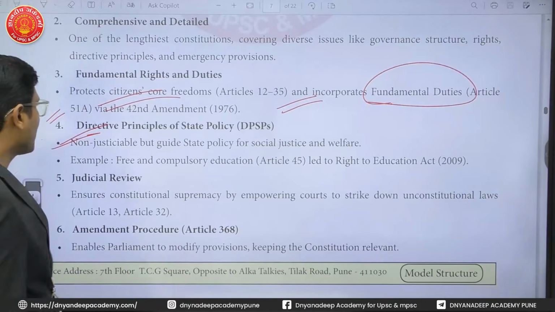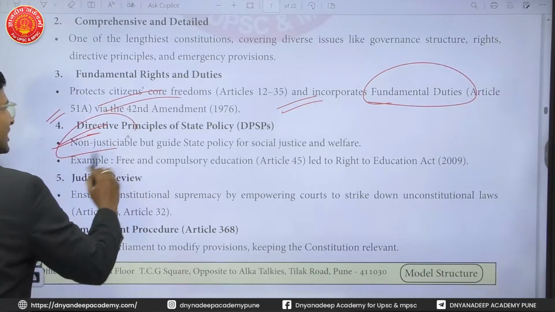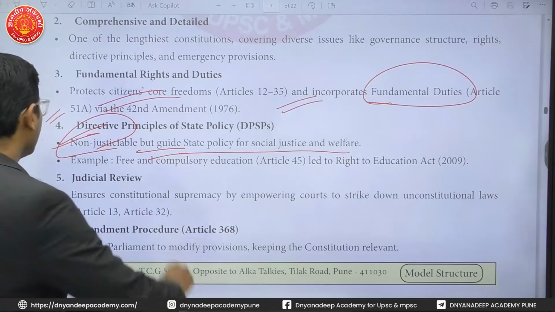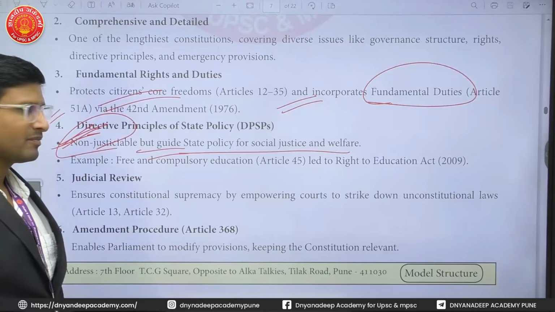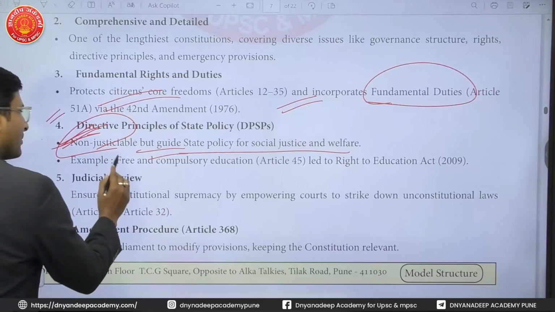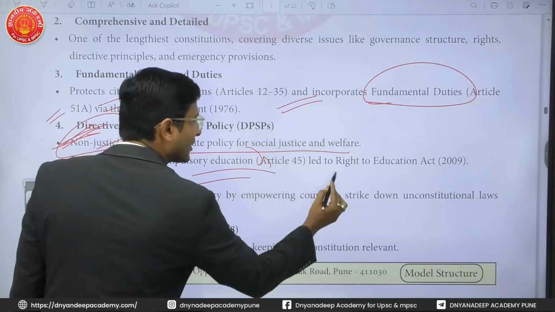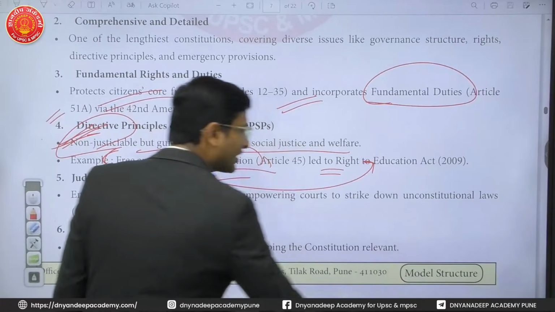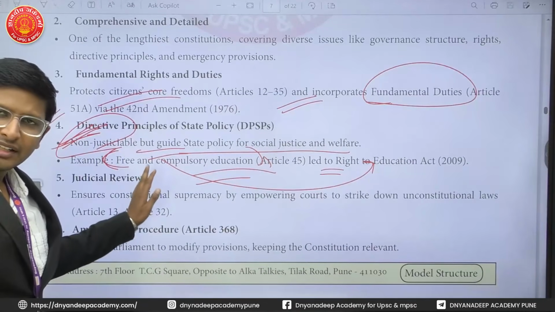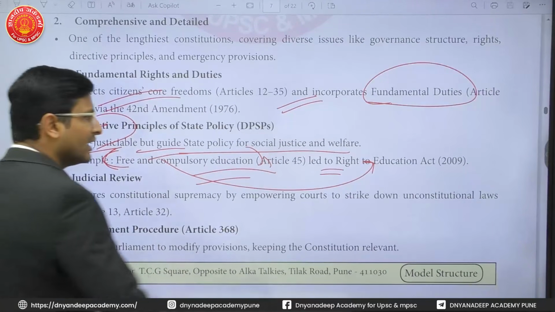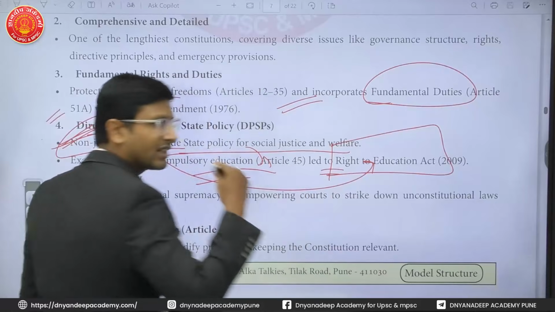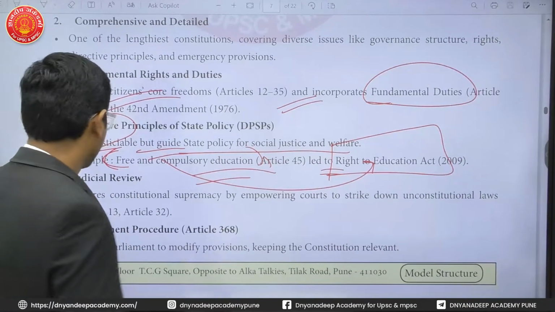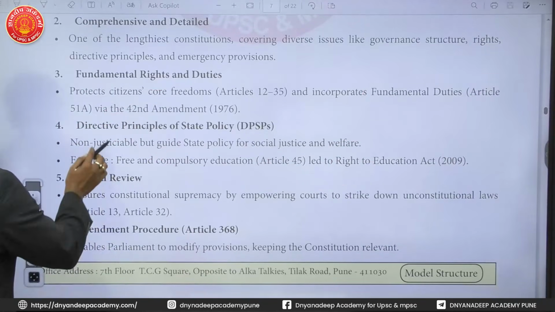Directive principles of state policy. They are non-justiciable but guide state policy for social justice and welfare. Then free and compulsory education. For example, right to education act. See how it becomes a living document. Whatever there was in the Indian constitution in 1950, in 2009 we adopted the Right to Education Act. It made it a living document, a relevant document in today's times also. Then judicial review.